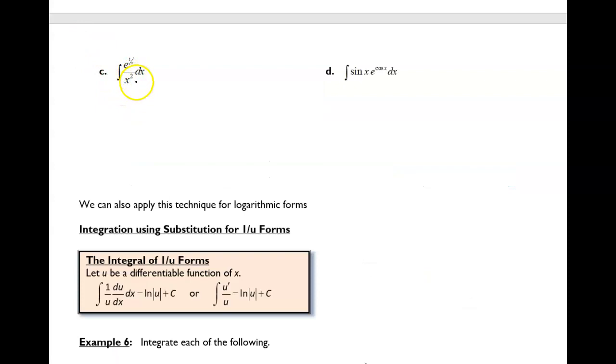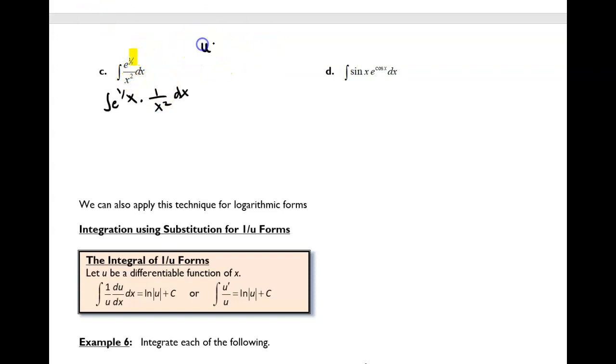In part C, we have the integral of e to the 1 over x squared dx. It might be helpful for you to think of this as e to the 1 over x times 1 over x squared dx. Think of it as the two separate parts. But again, a lot of times your starting place for u substitution here is to pay attention to what your exponent is, your variable exponent, that 1 over x.